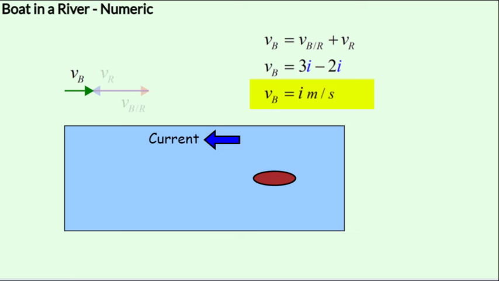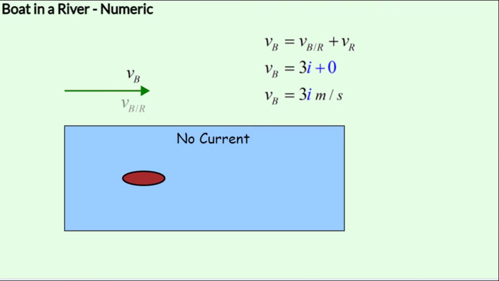So to a person standing on the bank of the river, the boat is moving towards the right at 1 meter per second. And in this vector diagram, you can see the resultant vector is shorter than the vector representing the velocity of the boat with respect to the river. Suppose there was no current, then how would this picture appear?